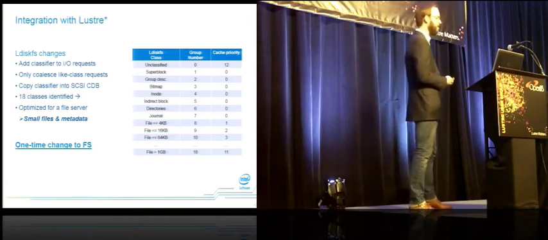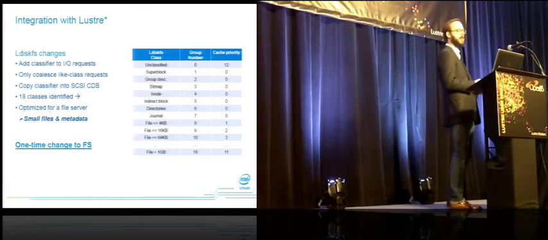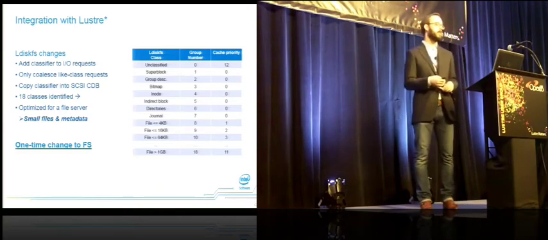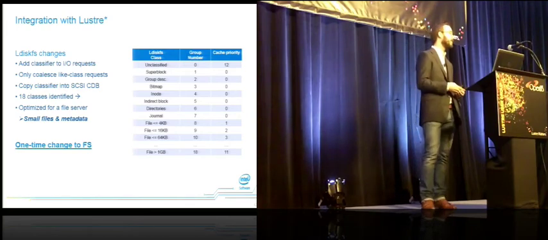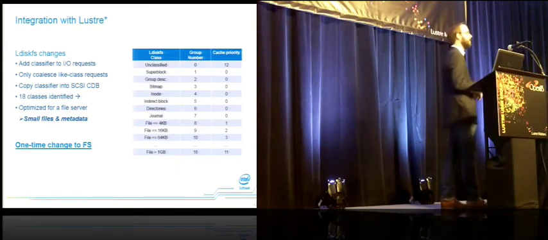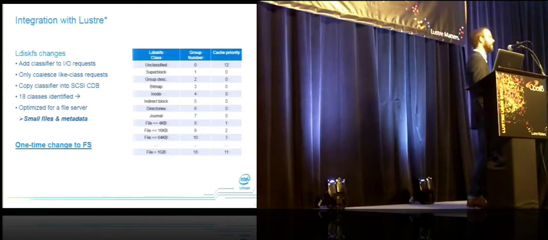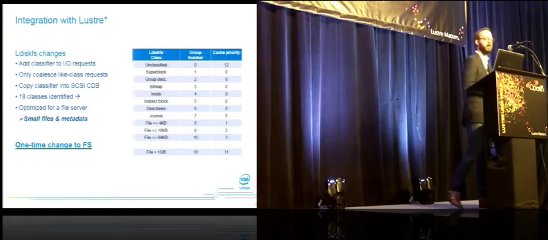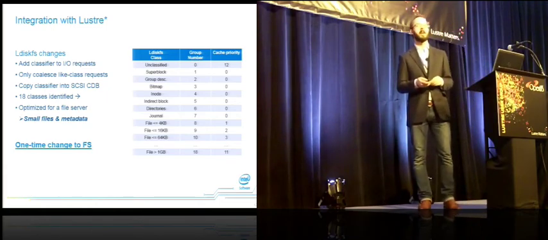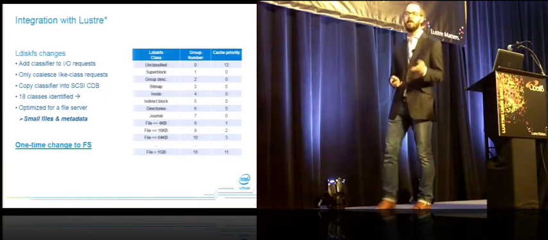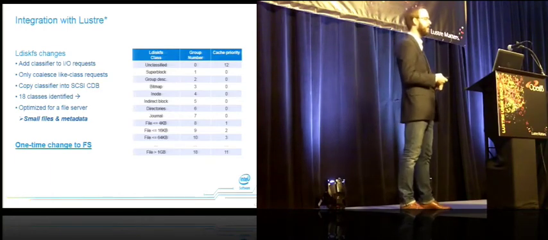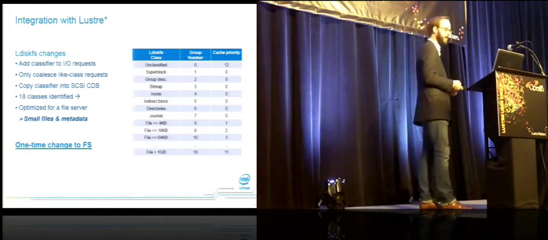So if we look at the changes that we made to Lustre, we've got a couple of LDiskFS and kernel changes. We're adding classifiers to the I/O requests in the SCSI CDB. We have it set to only coalesce like types. Essentially, if we have different group numbers and we package those together and then send them down to the storage system, they're not going to be able to go into their respective buckets in the LRU. So we're only doing like types. And then we've identified 18 types for this. You could do 4 types, you could do 18, you could do 32, but for our purposes and the workload that we were looking at, small files and metadata, we did 18 types.